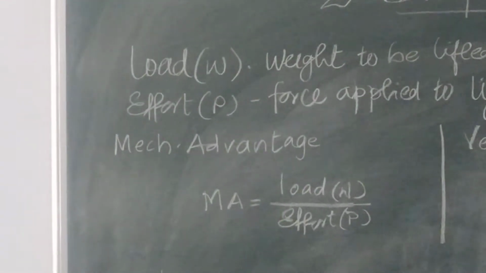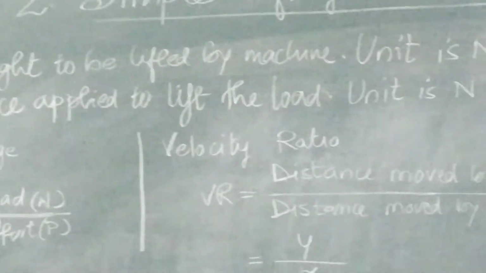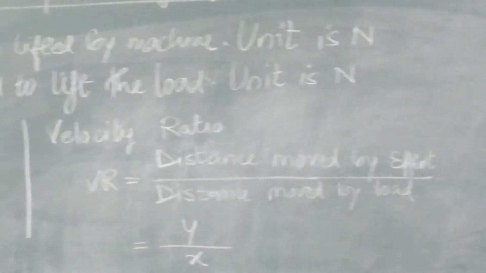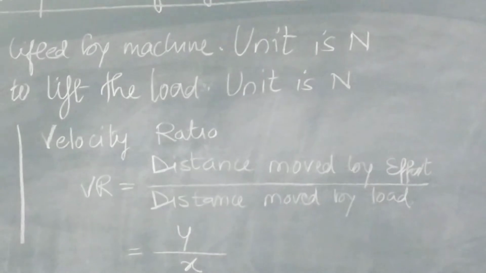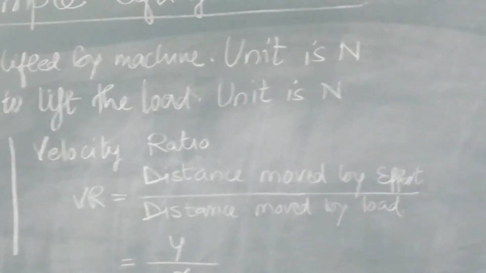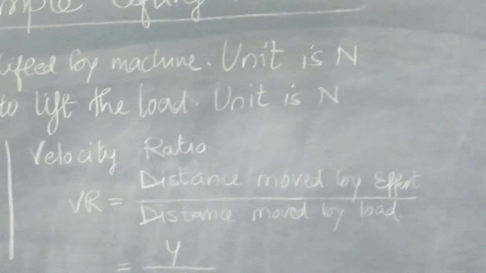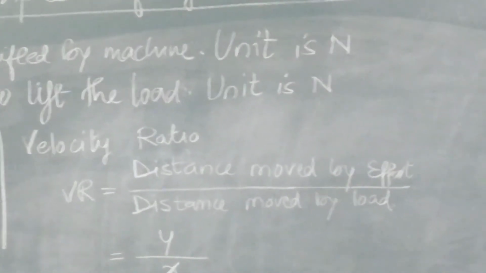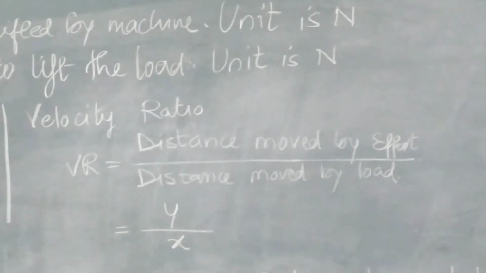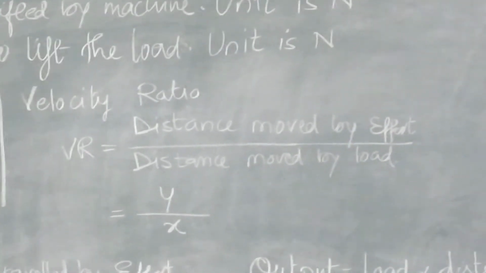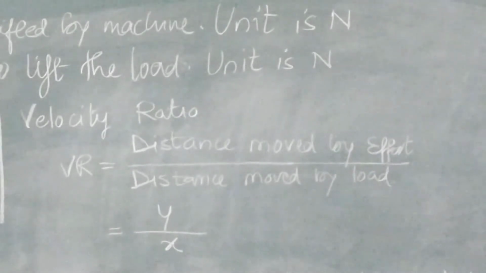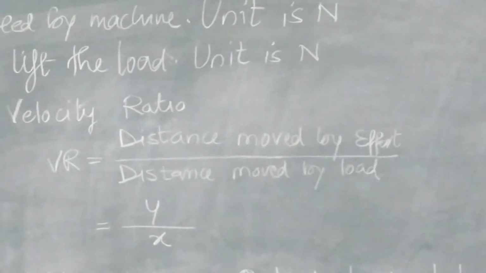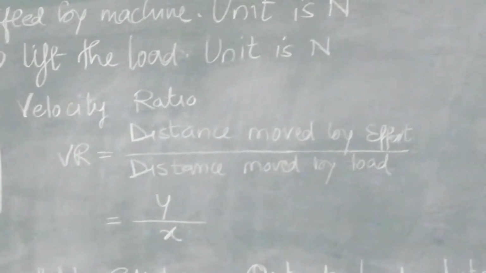This is an important quantity. Velocity ratio, it is also a ratio. Velocity ratio is defined as the ratio of distance moved by effort, which is denoted by Y, to the distance moved by load, which is denoted by X. So, mathematically VR is equal to Y upon X. Both quantities have millimeter or centimeter or meter as their unit. So, velocity ratio is a unitless quantity.